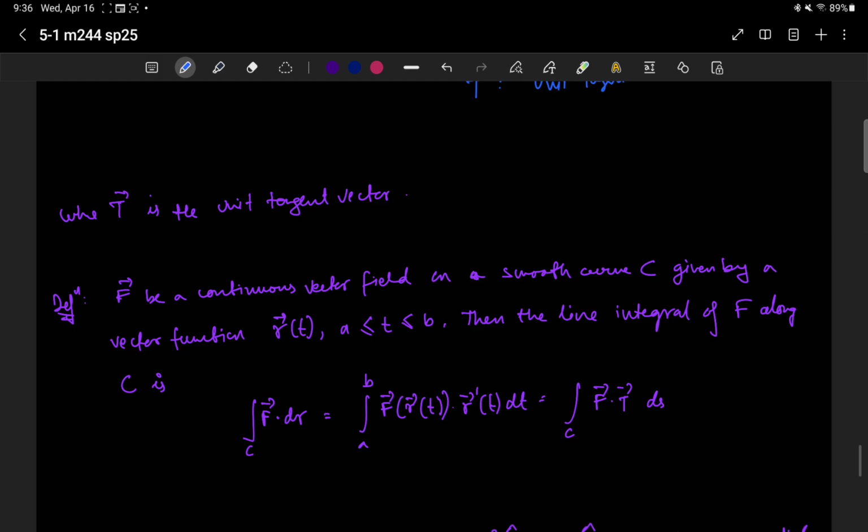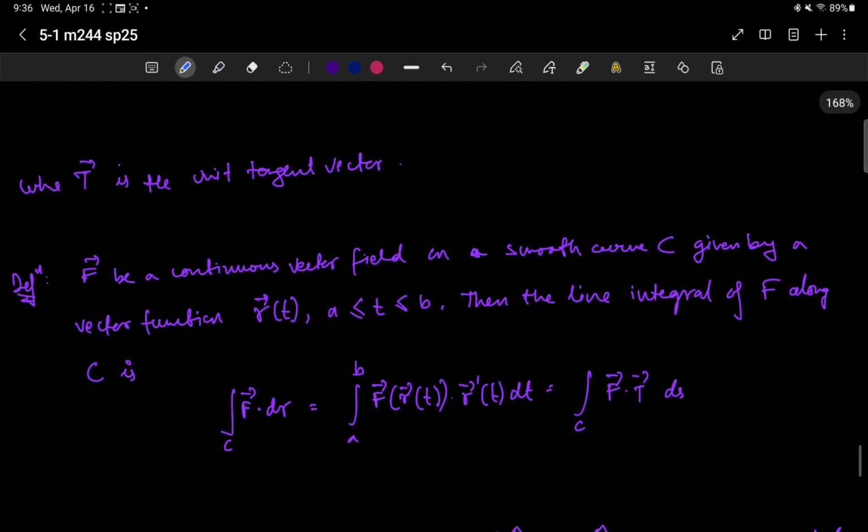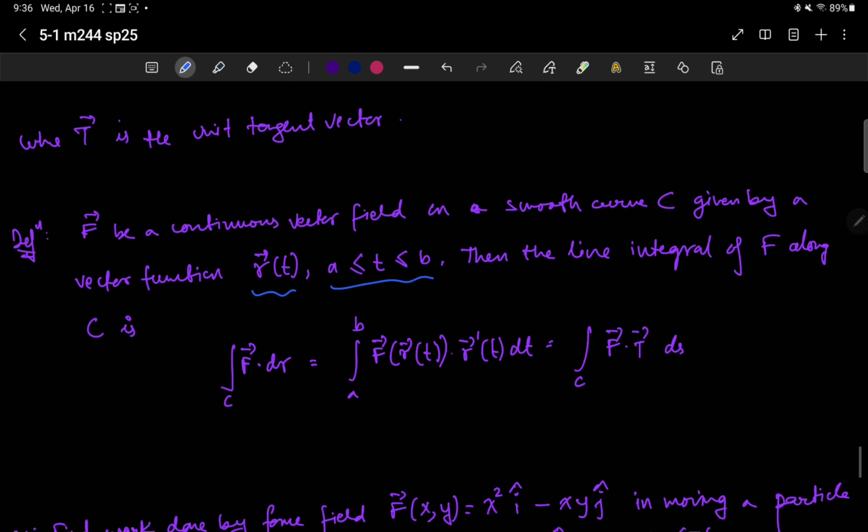So the definition we have is: let F be a continuous vector field on a smooth curve C, which is given by a vector function r(t) for some parameter t between a and b. Then the line integral of F along C is given by F dot dr, and we have seen that this can be written as F of the position vector dotted with the derivative of the position vector, which is basically F dot the tangent vector.